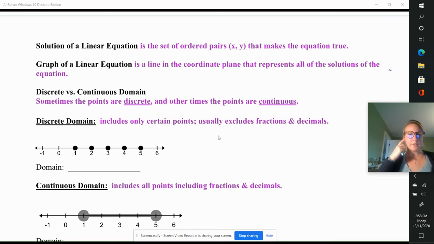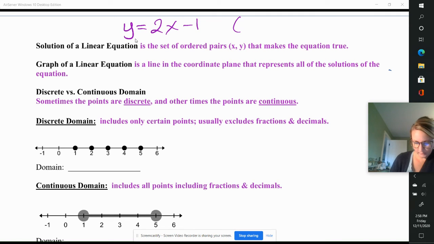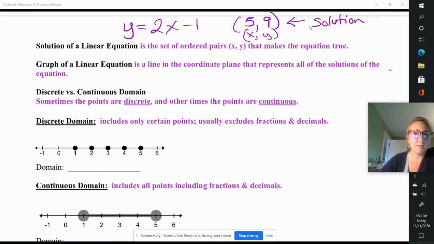The next part of 3-2 of linear functions is talking about a solution of a linear equation, and that's just the set of ordered pairs that makes the equation true. For instance, if I had a linear equation y equals 2x minus 1, and if I substitute the value of x equals 5, I plug it in, then I get y equals 9. So that makes (5, 9) a solution to that linear equation. We need both an x value and a y value in this unit for something to be considered a solution.